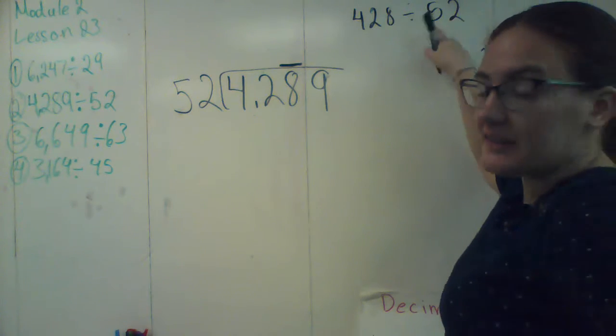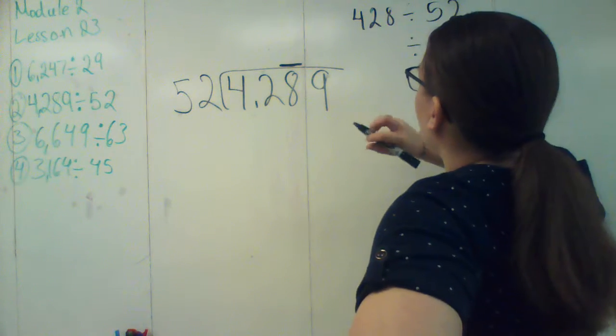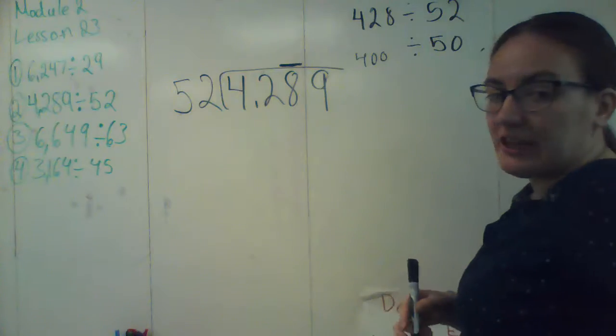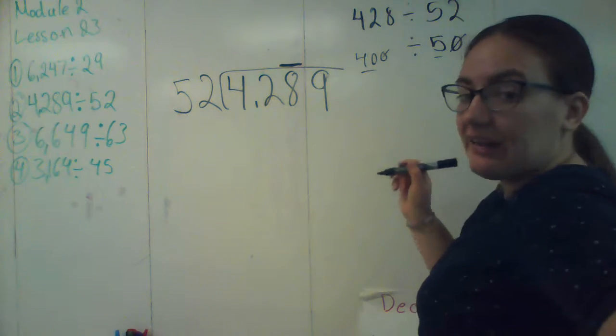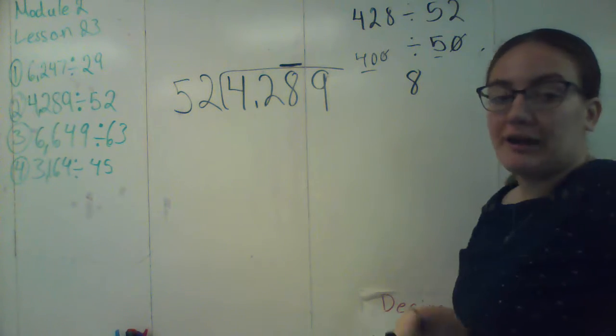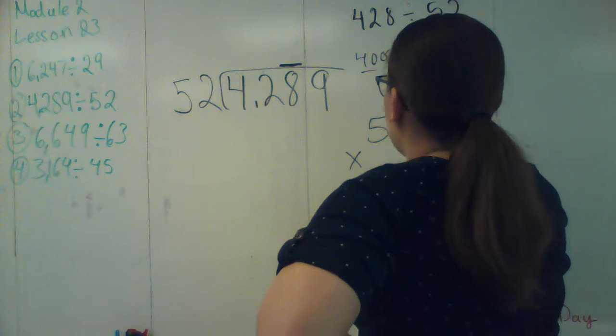So for this part right here, I am going to estimate what 428 divided by 52 is. So I'm going to round this 52 to 50, and I round this 428 to 400. So 400 divided by 500, go ahead and cross out a 0, and then I have 40 divided by 5 left, which is 8. So I'm going to see if 8 would make sense up in my quotient. So I'm going to do 52 times 8.